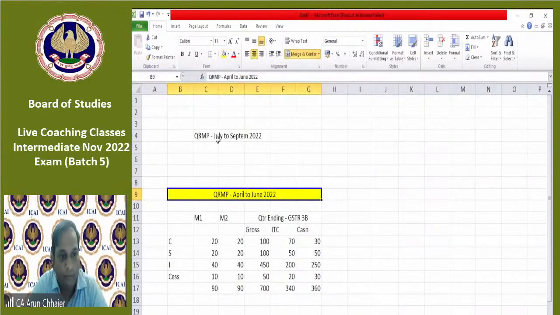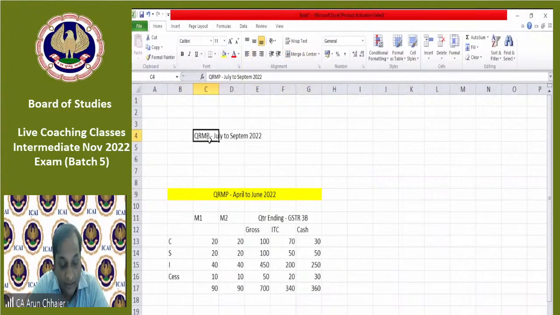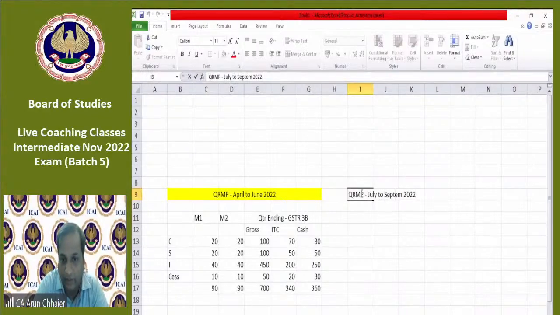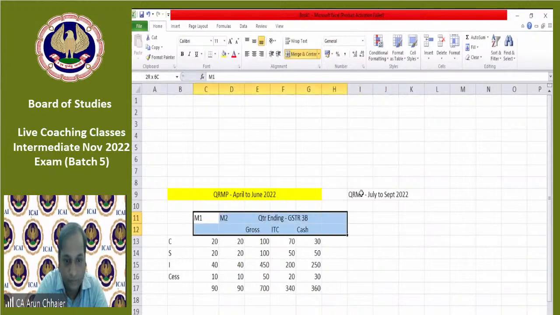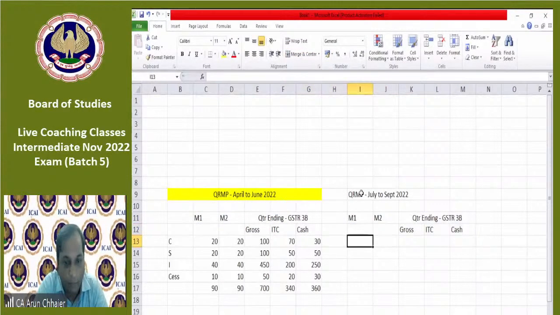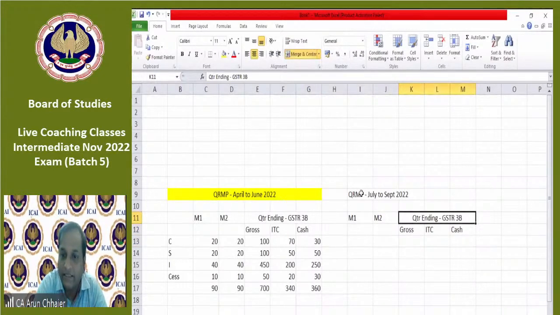I was under QRMP. Now, what I am saying, I need to calculate the liability for the July to September quarter. Because again for the July to September quarter, I have to pay some amount in month 1, some amount in month 2, and in the quarterly 3B, I am not required to see anything because it will be on an actual basis.